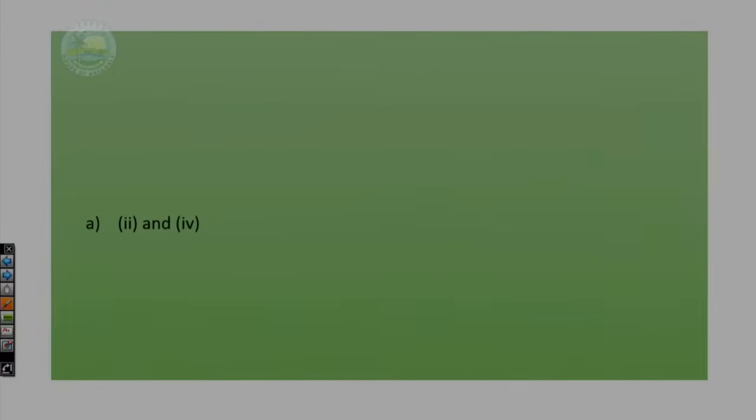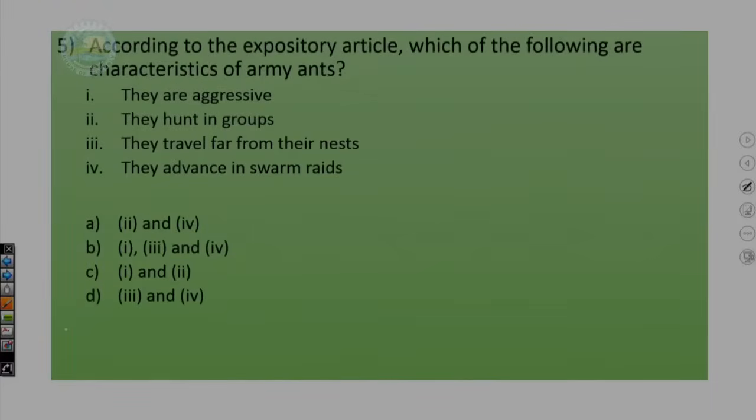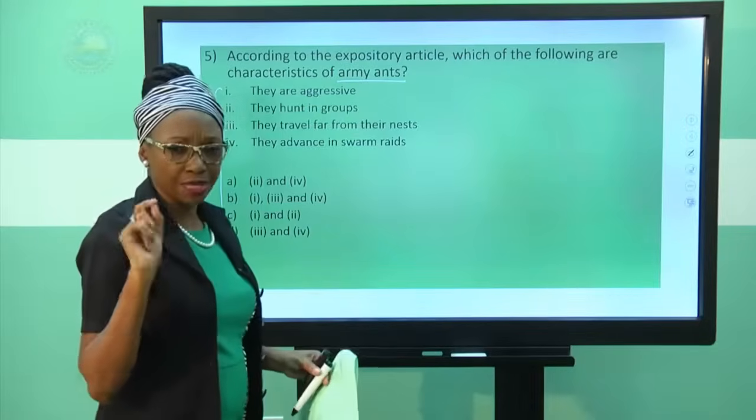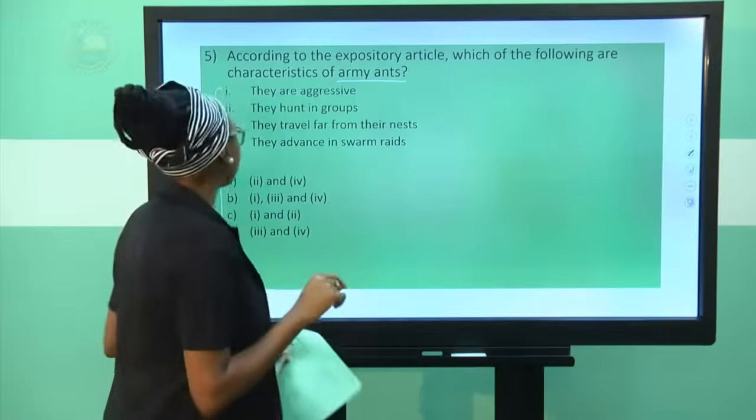If we look at our final 2 questions, now this is a particular format that I really want to draw your attention to. This format for multiple choice questioning gives you options, and then you have to determine which combination of our options would be your answer. According to the expository article, which of the following are characteristics of army ants? So they've given you 4 different characteristics here. These are characteristics, and they're looking at army ants. So you're not going to get confused and identify characteristics of any other ants presented in the article. Ensure that you're pulling out the information specific for army ants.